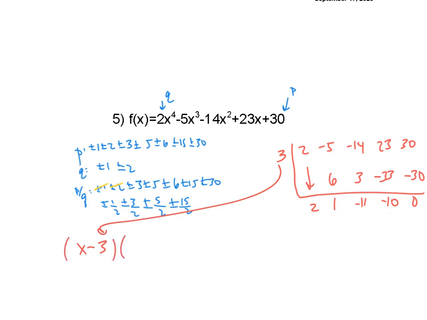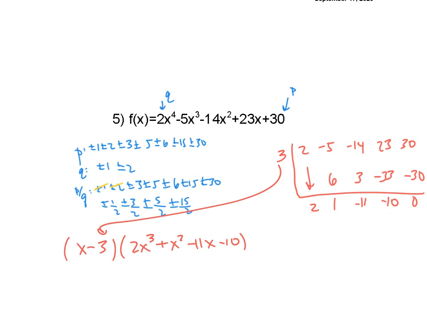X minus 3 times 2x cubed plus x squared minus 11x minus 10 multiplies to my original polynomial. Well, do we know how to solve 2x to the 3rd plus x squared minus 11x minus 10 equals 0? You can try factoring it. It's actually not factorable by grouping. Guess what we get to do again? We get to do synthetic division again. Yay! So we're going to do some more guessing and checking.